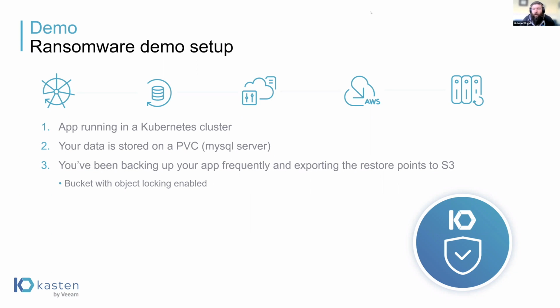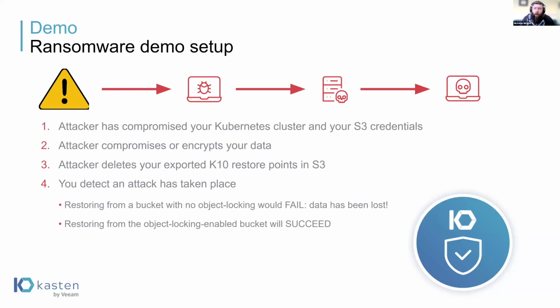So to demonstrate, I'll be taking on the role of an attacker. The attacker has compromised the Kubernetes cluster and has additionally succeeded in sniffing out the object store credentials. I'll start the attack by encrypting the live data directly in the application database, and then I'll attack the object store where K10 has been exporting the restore points. And finally, I can then contact the victim to ransom back their very important data for a hefty price.